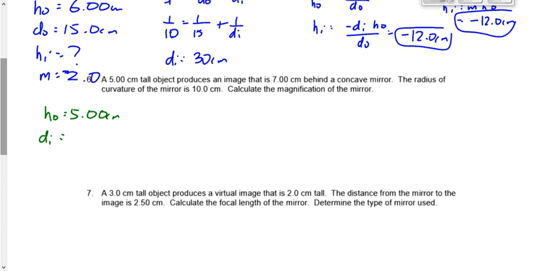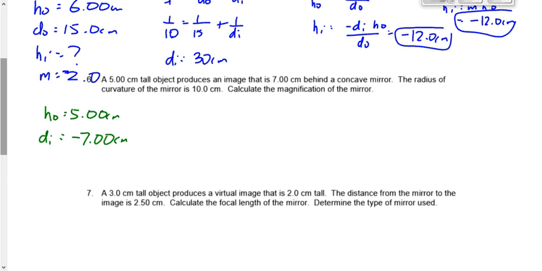Now, is that a real image or a virtual image? If you look into a mirror and see the image on the other side of the mirror, then that's a virtual image. It has to be a virtual image. If it's on the other side of the mirror, it's a virtual image. If you think back to your ray diagrams, virtual images were always on the opposite side of the mirror as the object was. So we're going to say that DI is negative 7.00 centimeters.